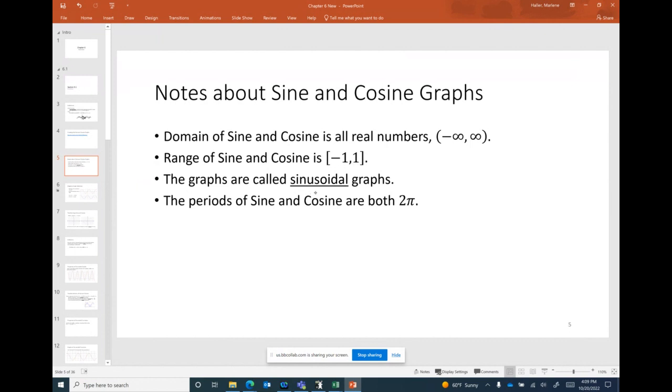These graphs are referred to as sinusoidal graphs. Both the sine and the cosine function are sinusoidal graphs, and they both have a period of 2 pi. In other words, they don't repeat themselves until they hit 2 pi. That makes sense. Think about your unit circle. Once around the unit circle is 2 pi radians, or in degrees, 360 degrees.